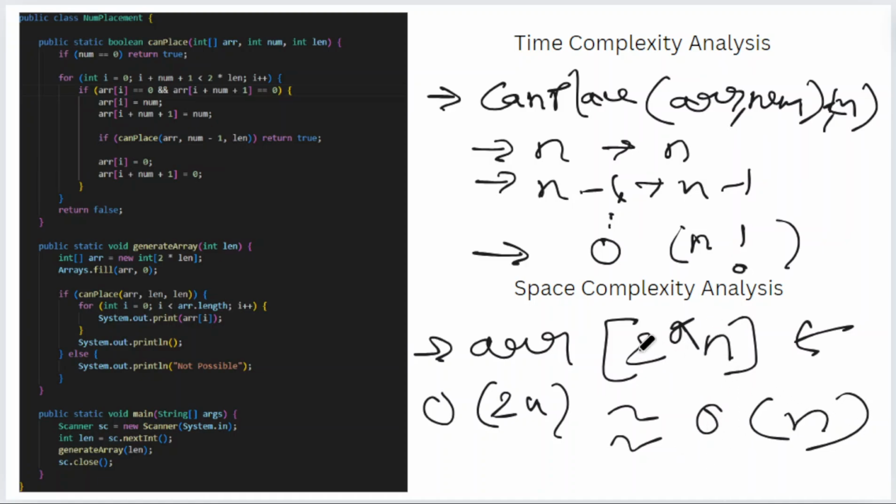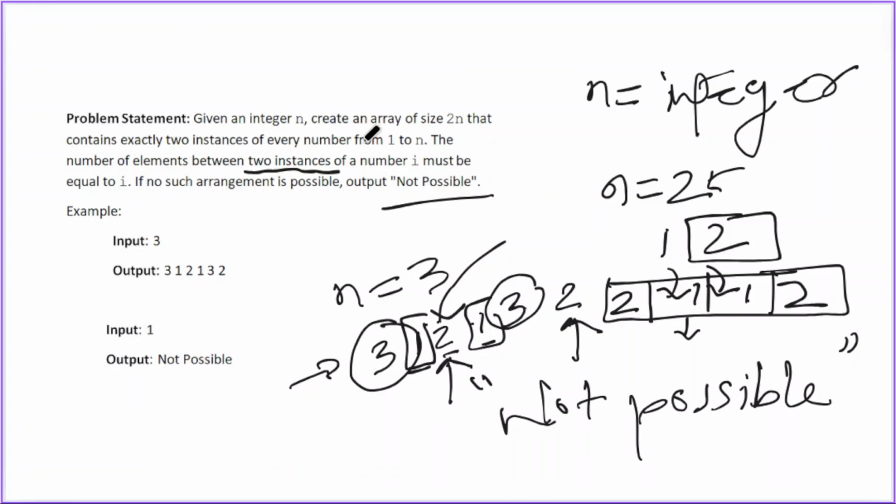So this was all about the problem statement that we got, where we were expected to put two instances of the element separated by that many elements. If we were not able to put them, we should be returning not possible.